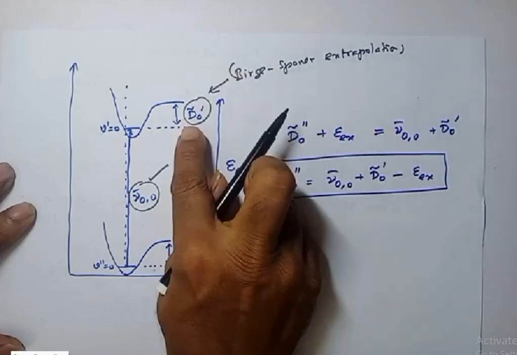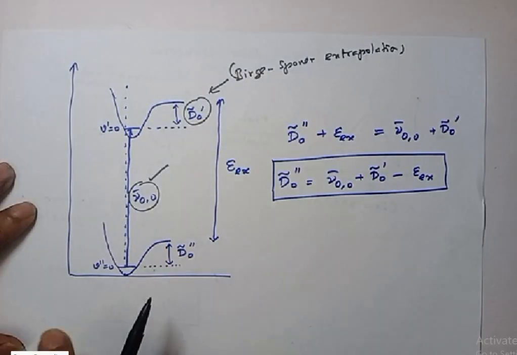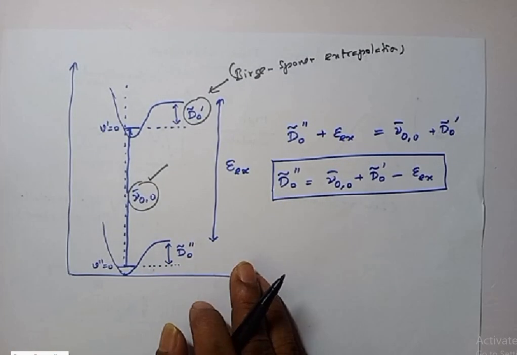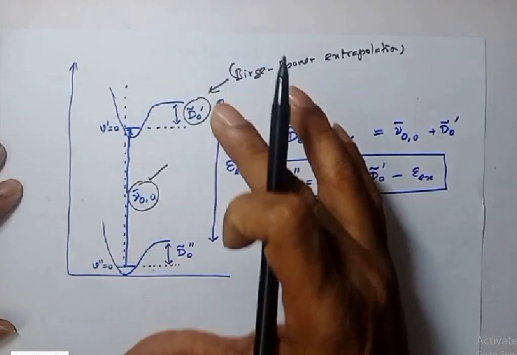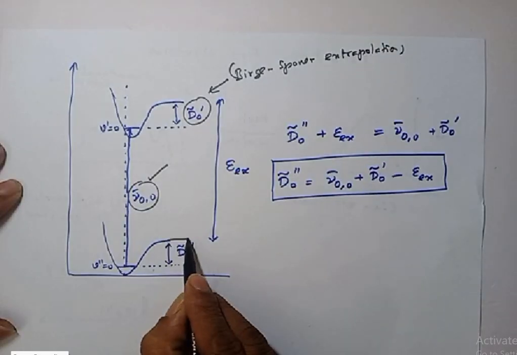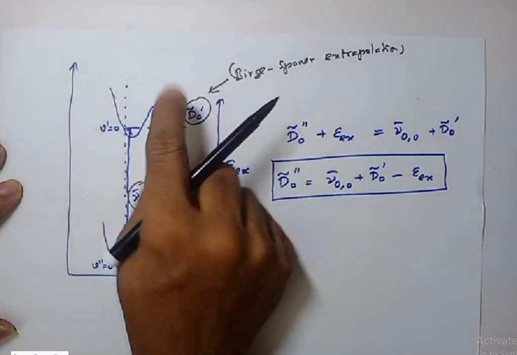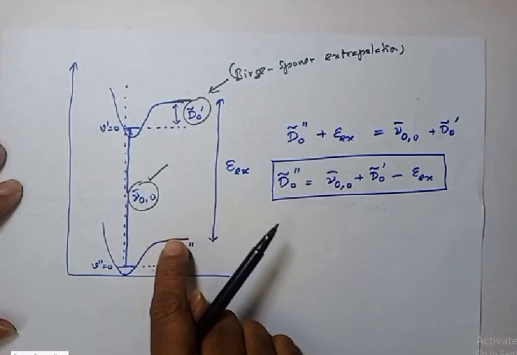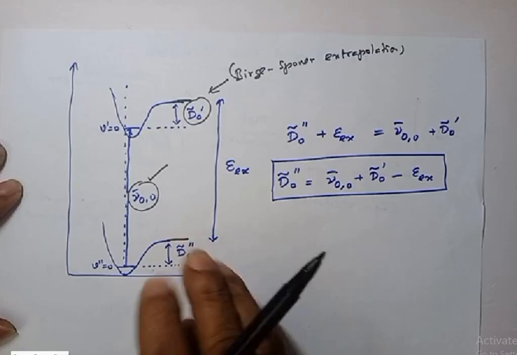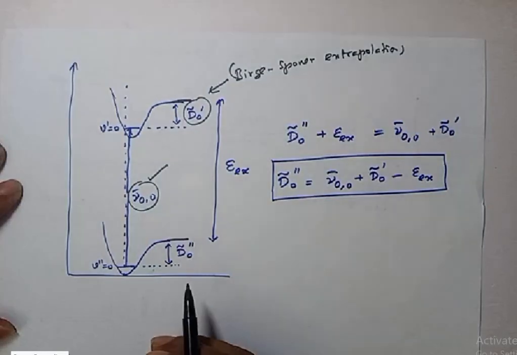From Birge-Sponer extrapolation we can find D0 prime. Now our goal is to find D0 double prime. Is it possible? Yes, we can do it. How? Listen, observe this graph, this picture carefully. Here, the diatomic molecule dissociates into atoms in the ground electronic state. Similarly, here also, the molecule is dissociated into atoms. But here, the atoms are in the lower energy, whereas here, the atoms are in the higher energy.